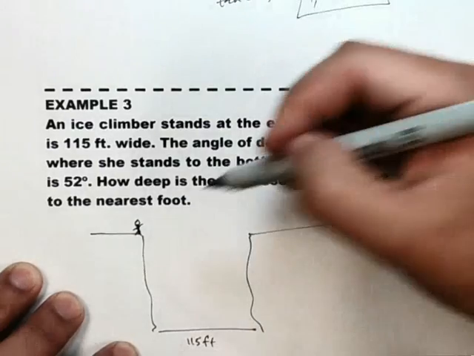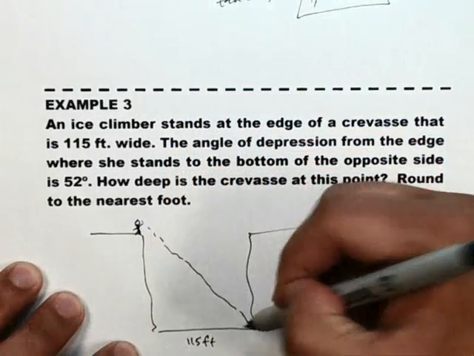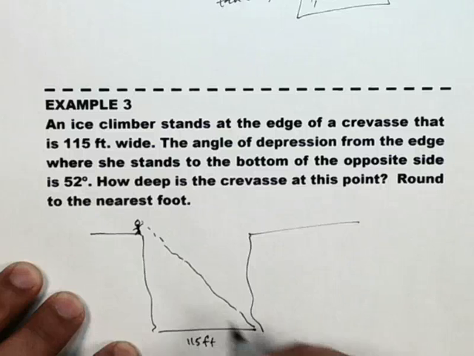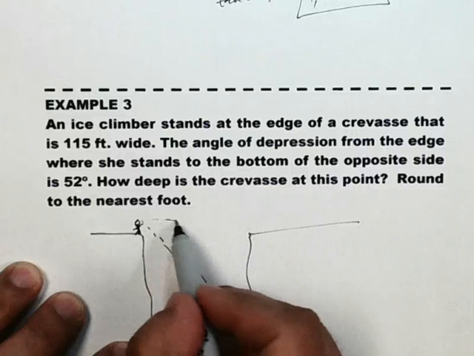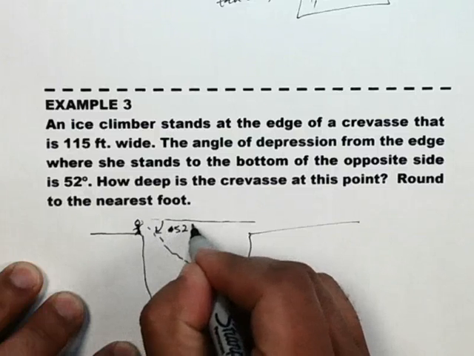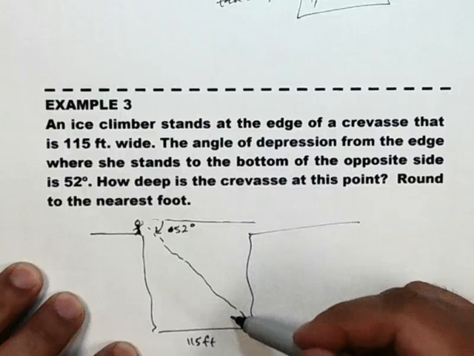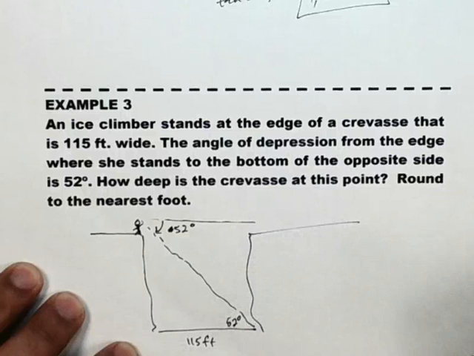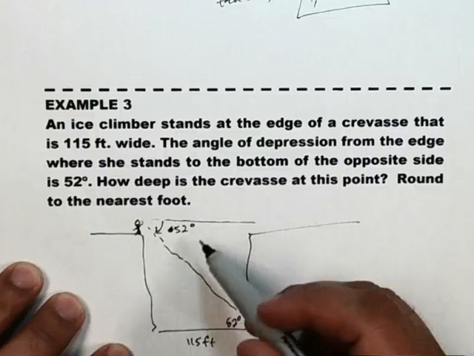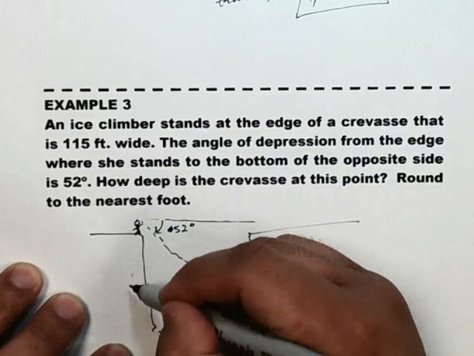Right? And they're looking down this way. The angle of depression, from here to here, is 52 degrees. All right. So if this angle is 52, then this angle down here is 52. All right. How deep is the crevice? So that means this right here is going to be my x.